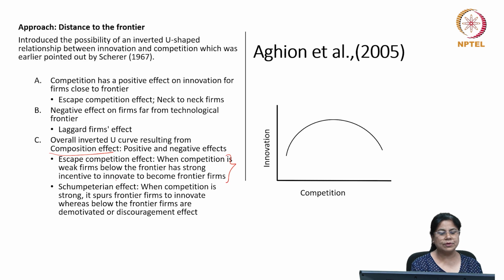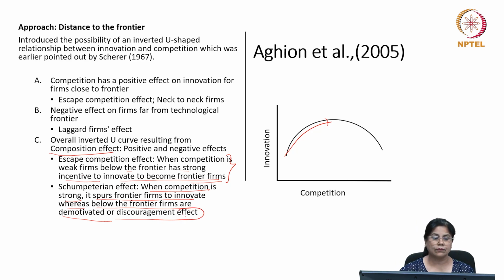Escape competition effect, when the competition is weak. When competition is weak, firms below the frontier have a strong incentive to innovate to become the frontier firms. So the innovation activity would be increasing. When competition is strong, it spurs frontier firms to innovate, whereas those below the frontier are rather demotivated or discouraged as such. So what you will find is that at a lower level, innovation increases as the competition increases, then the demotivating or discouragement effect becomes rather prominent, and as a result overall innovation activity may go down.